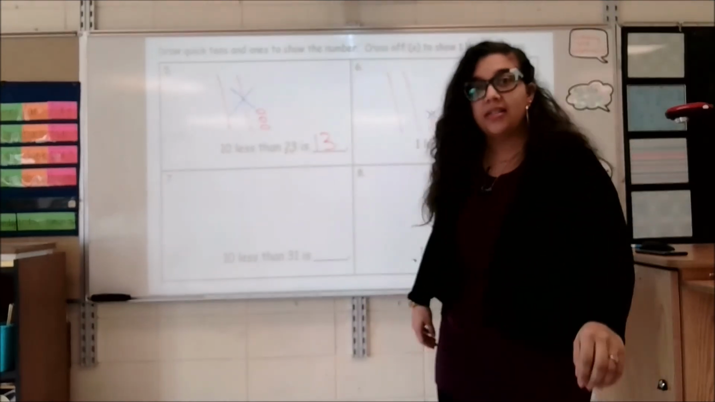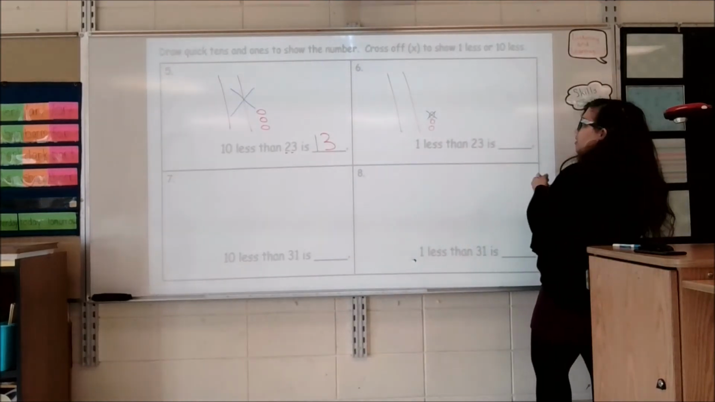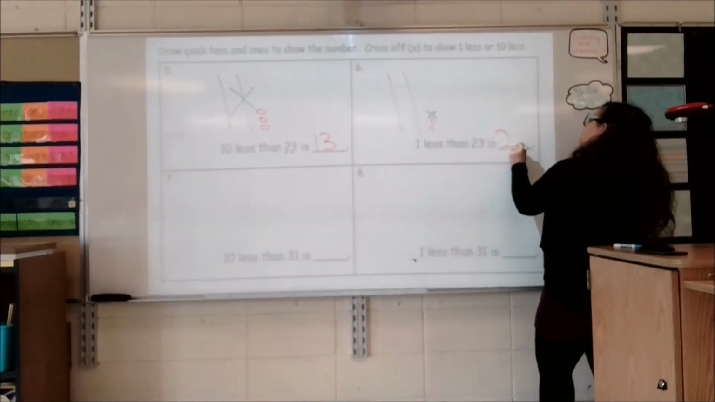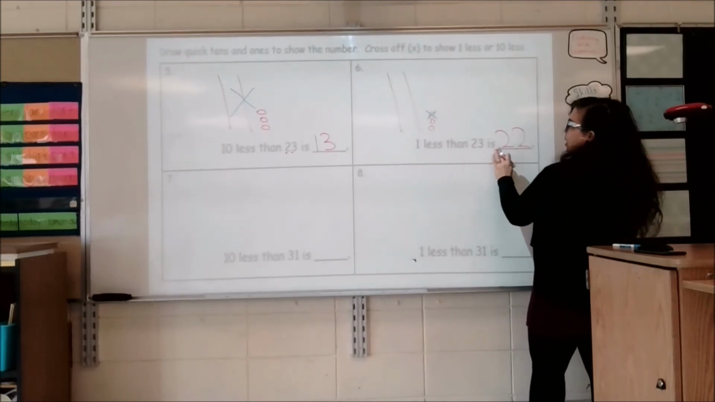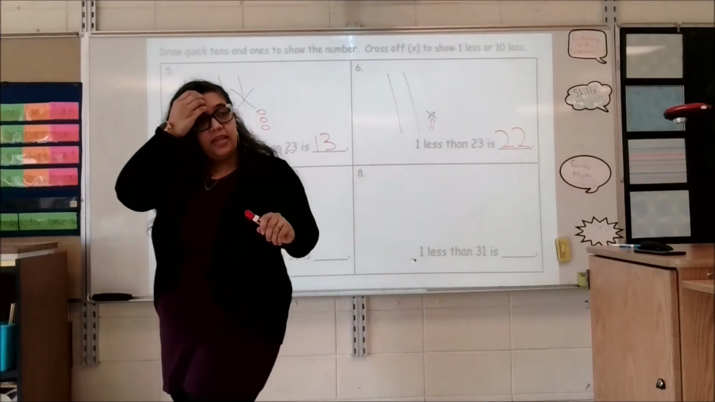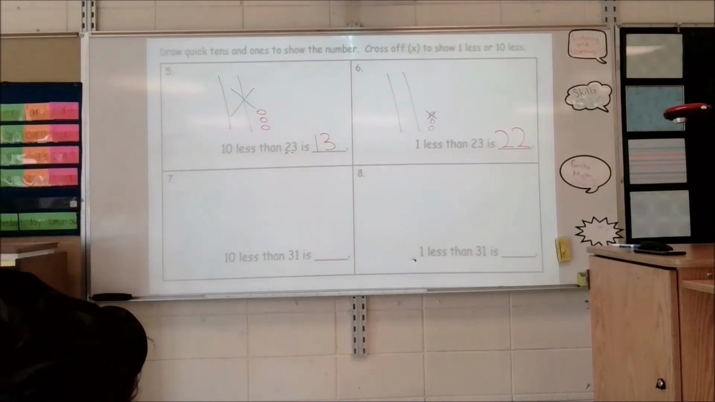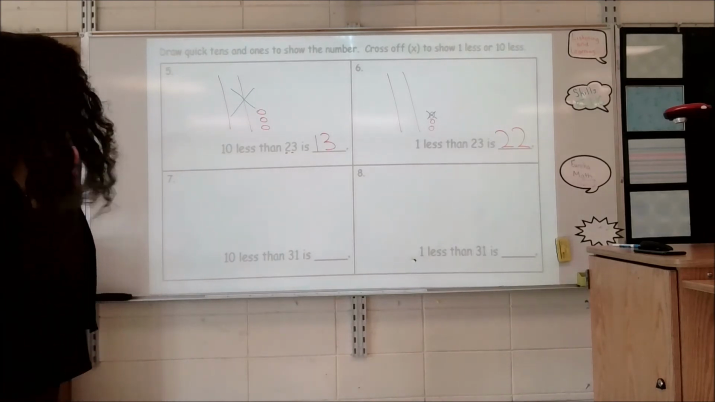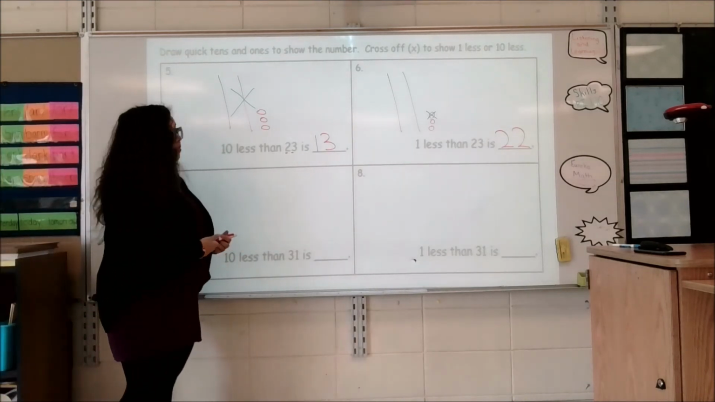So in completing the sentence, 1 less than 23 is 22. Notice my 10s remain untouched. They stayed the same. Next one reads, 10 less than 31 is. So step 1, draw 31. Okay?